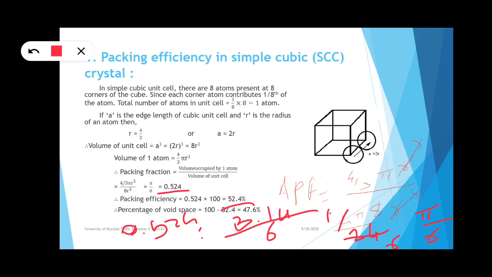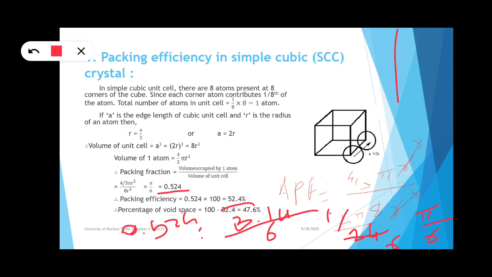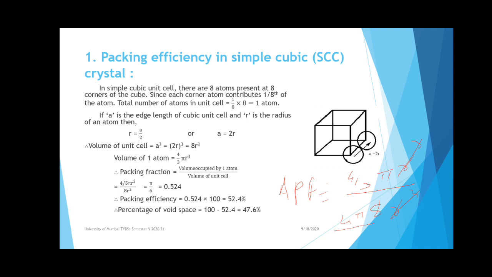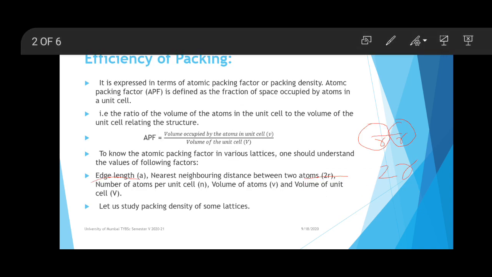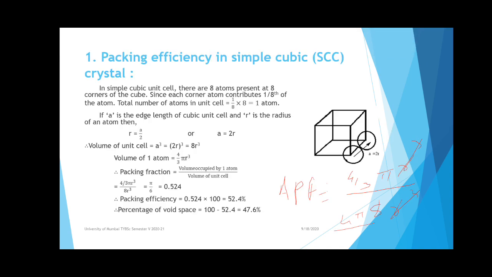in such a way, only 52.4% of the space is occupied in the whole unit cell. So how much percentage of space is unoccupied? That is called the percentage of void space. So 100 minus 52.4, that is 47.6% space which remains unoccupied in a simple cubic crystal. Everybody understood that?